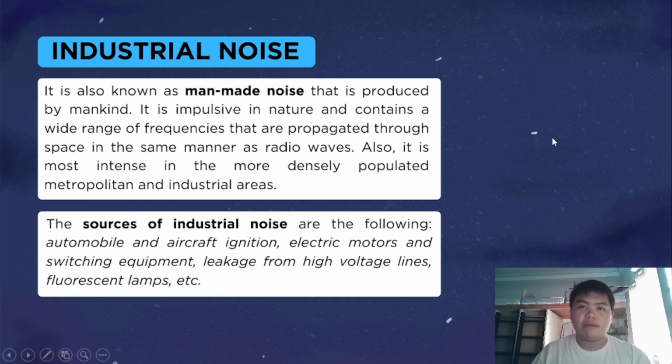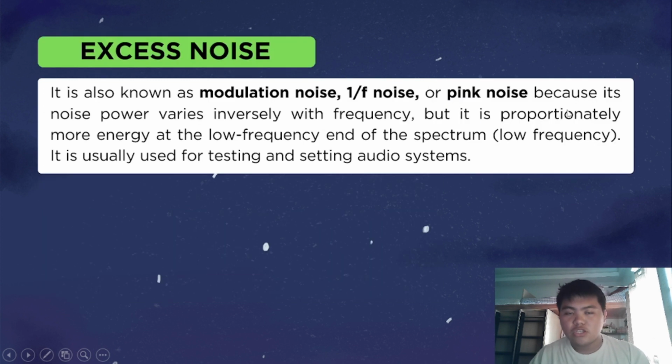Now that we have discussed the external noises, we will now proceed to the internal noise. So the first type of internal noise is excess noise.